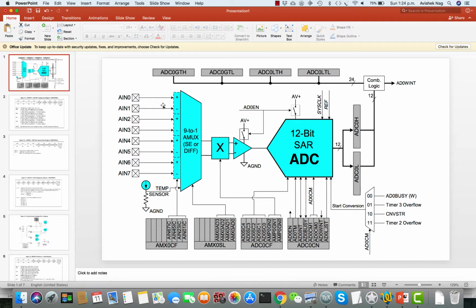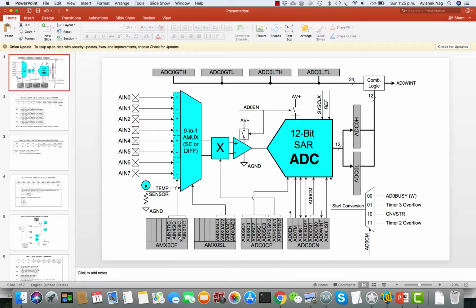So what does that mean? You see AIN0 and AIN1, these are the two inputs here. Then again AIN2 and 3, 4 and 5, 6 and 7. Let's say you want to function AIN0 and AIN1 as a differential input, which means that you want to have AIN0 minus AIN1. If you want to make the input that, then you select this AIN01IC to 1.